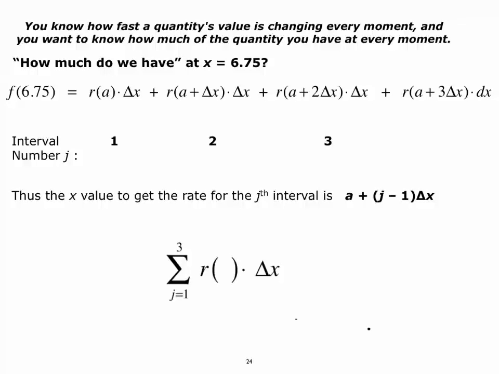So the x value then to get the rate for the jth interval is always a plus whatever your interval is, less than 1 number of delta x's. Do you see the pattern? Okay, so that's what goes there.